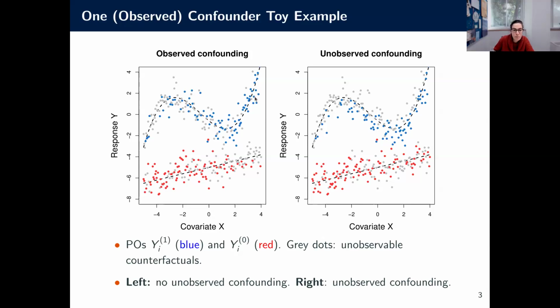So here, if this is a blue one, the other one is going to be gray. So it means if I observe the outcome if that patient is treated, then I don't see the other one. Okay, so that's essentially what this plot is showing us here. Blue means treated, red means untreated. What else have I done here? I've said that the higher your covariate X is, the more likely you are to be treated.